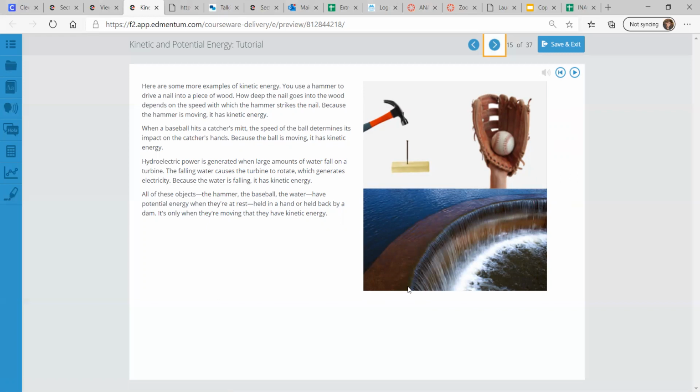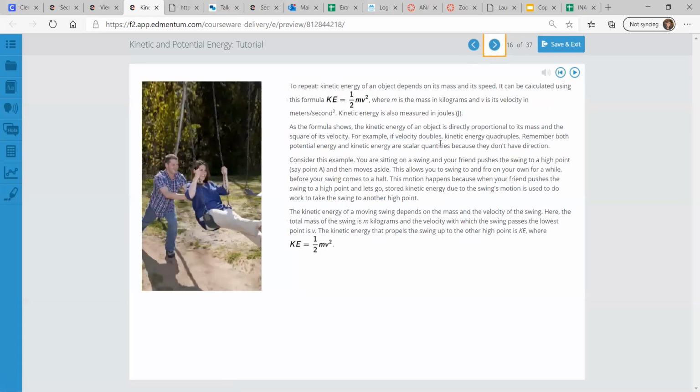When they are at rest, they have potential energy. And when they're moving, they have kinetic energy. And that is the main difference between potential and kinetic. And the calculation of kinetic energy involves this equation. Kinetic energy, or KE, equals 1/2 times m, the mass, times v, the velocity, squared.